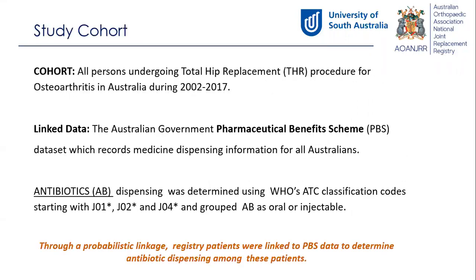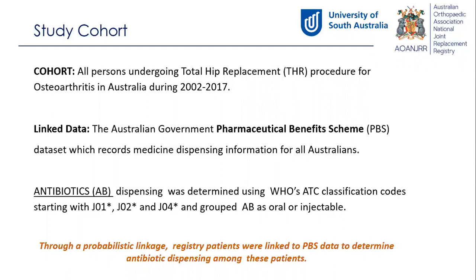For this study, we have a data cohort group: all persons undergoing total hip replacement procedure for osteoarthritis in Australia during 2002 to 2017, and the linked data is in the Pharmaceutical Benefits Scheme data set for the same time period, which records the medicine dispensing information for all Australians.